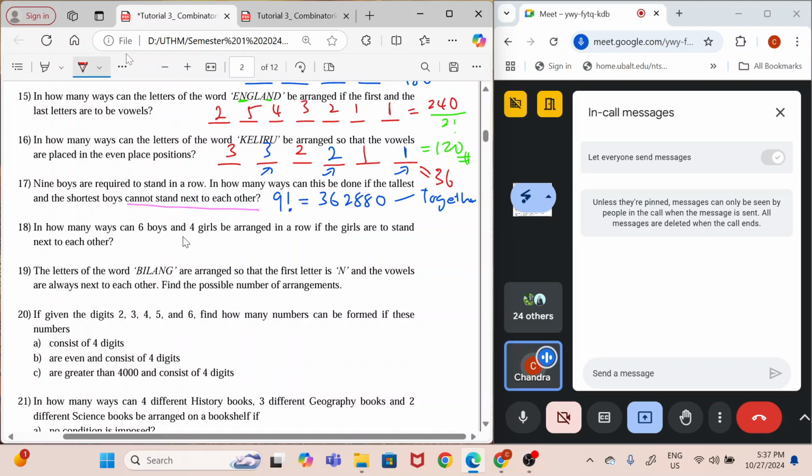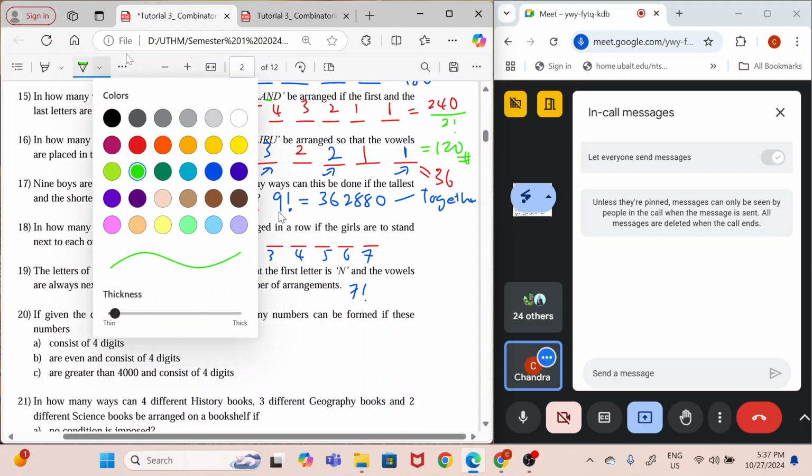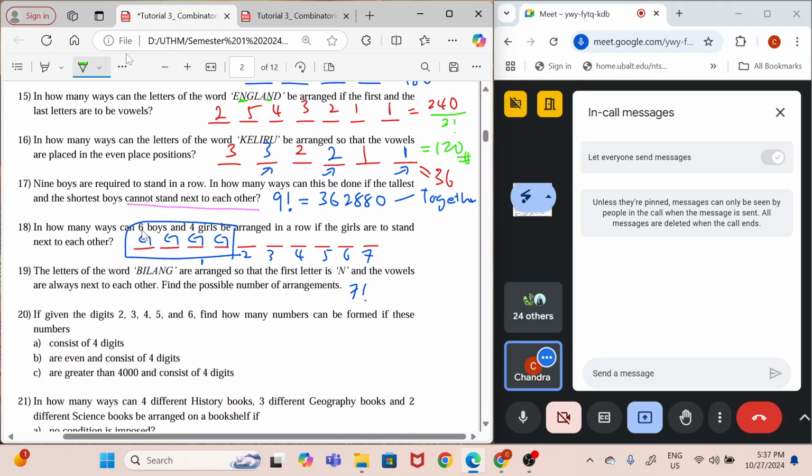In how many ways can 6 boys and 4 girls be arranged in a row if the girls are next to each other? The girls are next to each other. So 10 altogether. All are girls here. So this one is one gang. 1, 2, 3, 4, 5, 6, 7. So 7 factorial times, how many girls are there? 4 factorial. If you do this, this is the answer.